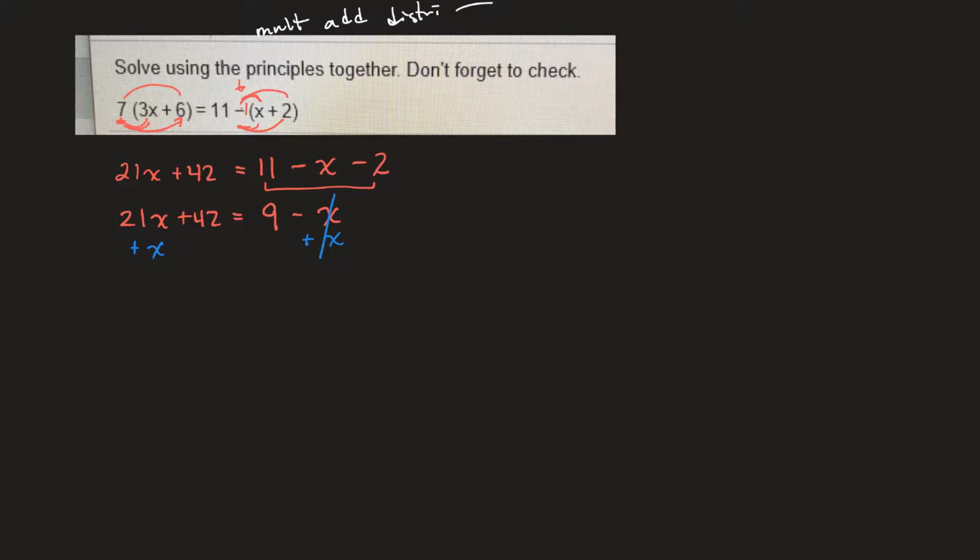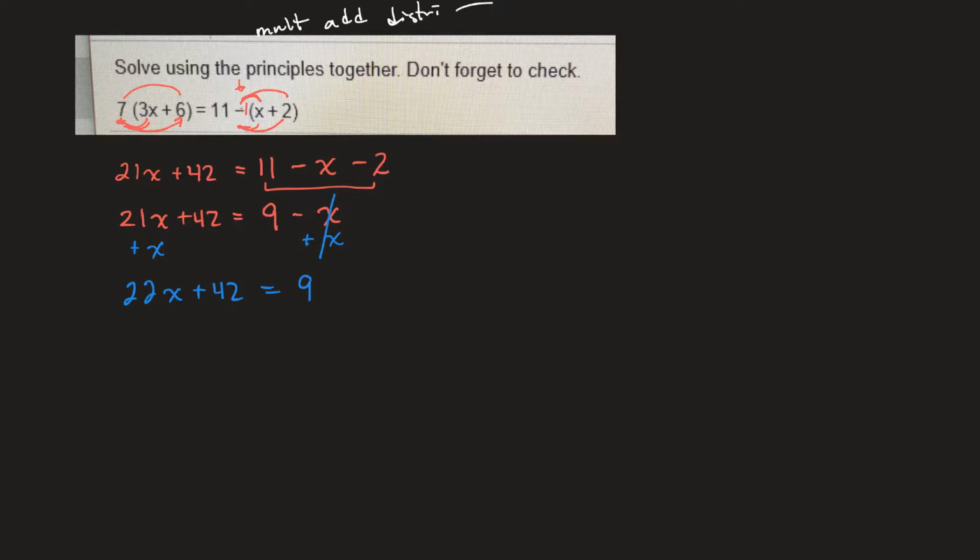And I like to do one step at a time. Some people can do it in their heads. If you can and not make mistakes, that's fine. But on the paper, I like to do one step at a time. So this will give me 22x plus 42 is equal to 9.